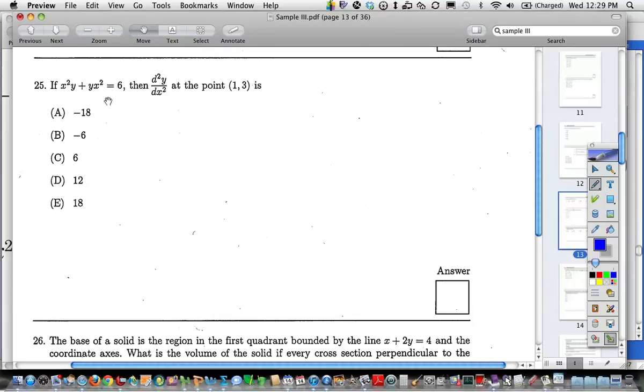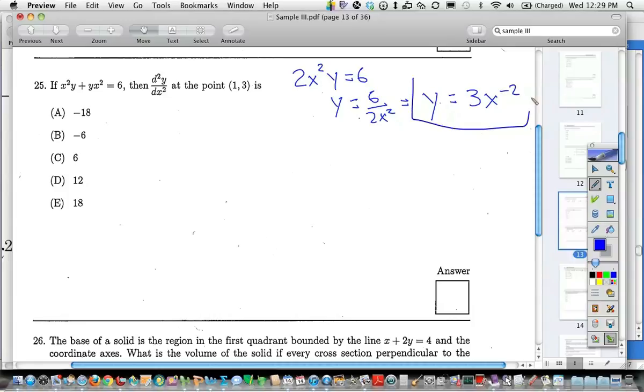It turns out it's not. You could take a y out. Actually, you don't even have to take a y. So you can just put those together as 2x squared y equals 6, and then just solve for the y. You get 6 over 2x squared, which is y equals 3x to the negative 2. It really simplifies down that easily.